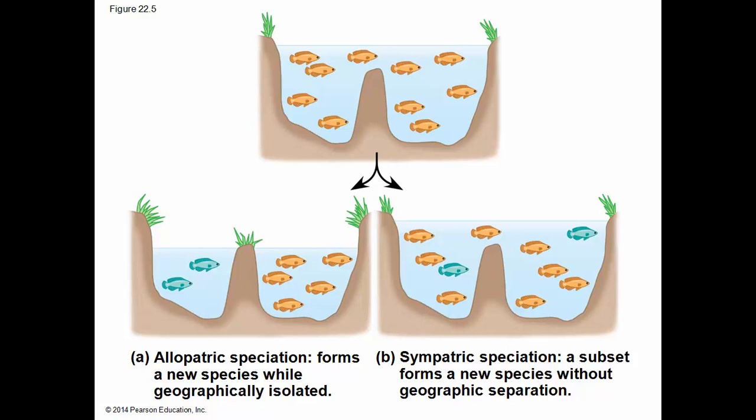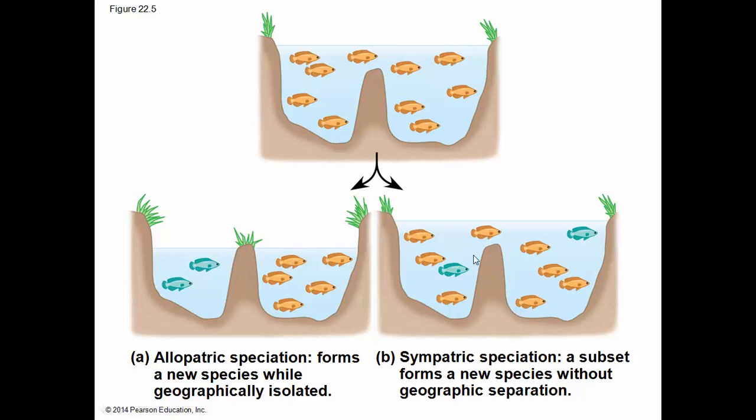Allopatric speciation forms a new species while geographically isolated. So here's an example of an aquatic system separated by a barrier that could present itself during drought. Here's the drought event. It separates these two populations. This is allopatric speciation. One species becomes more adapted to its environment, and it becomes distinct from the parent species.